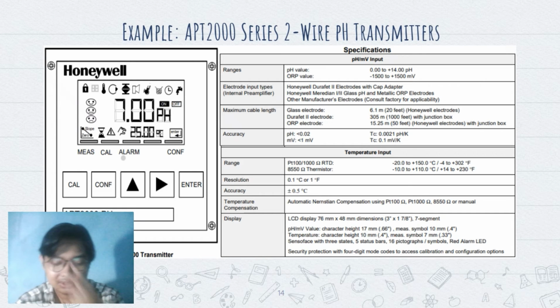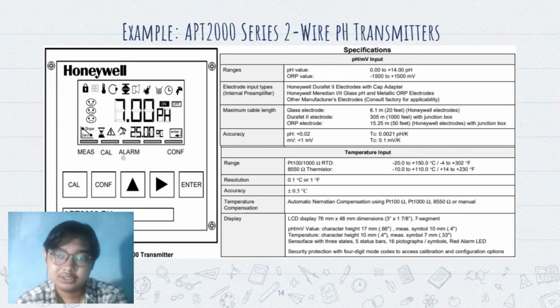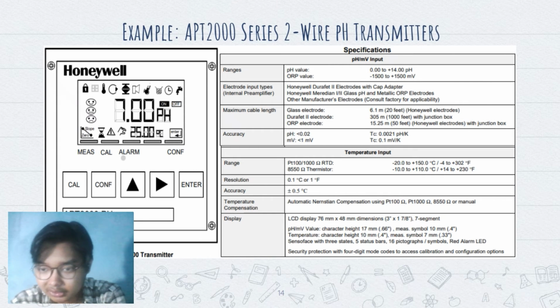pH transmitter that I would like to introduce to you, named APT 2000 Series 2 wire pH transmitter. This is produced by Honeywell. The Honeywell analytical process transmitter APT 2000 series transmitter is a 2-wire 24-volt device that continuously measures pH or ORP in industrial process, including chemical, pharmaceutical, petrochemical, pulp and paper, and wastewater.